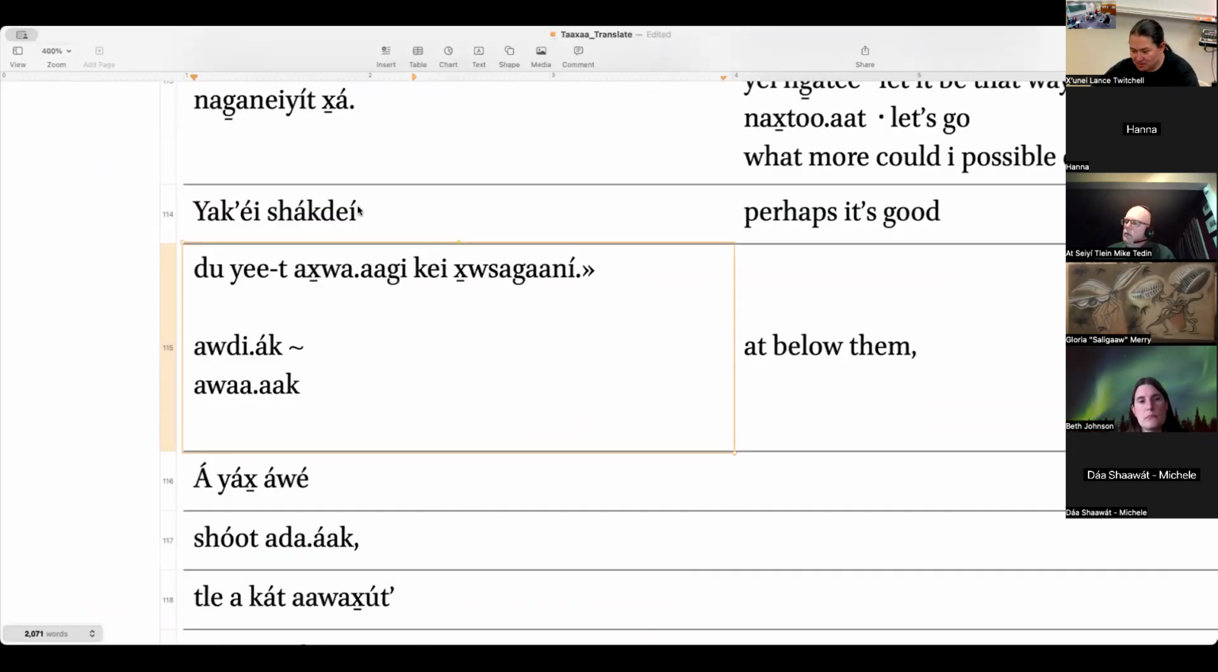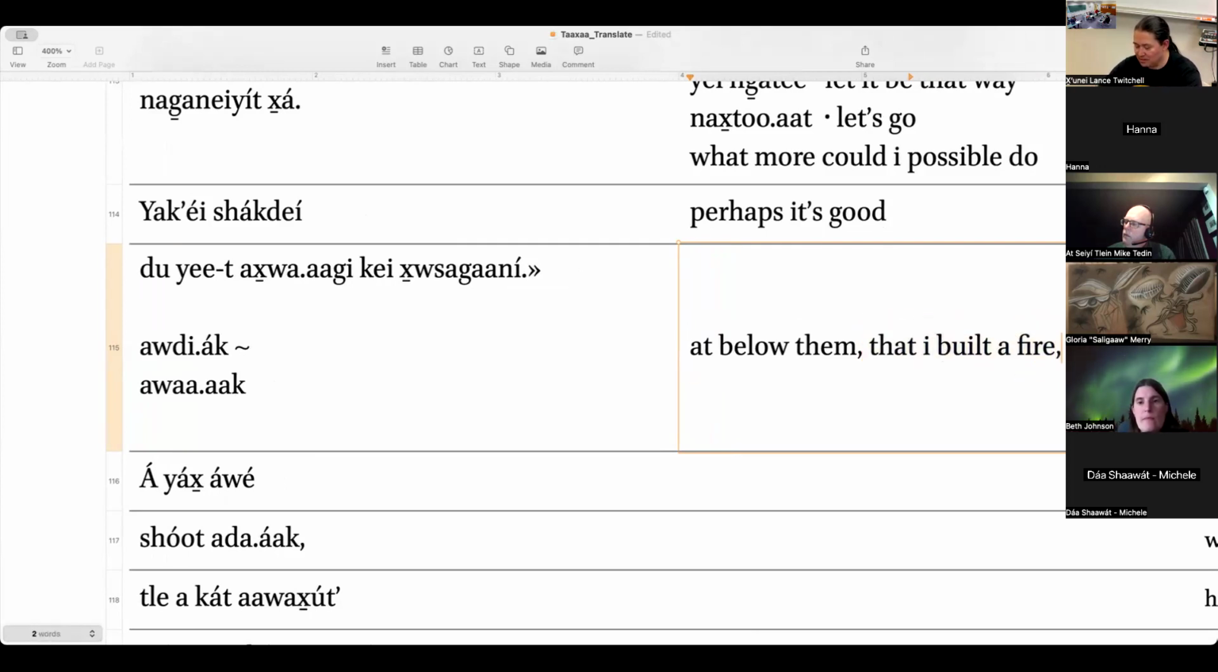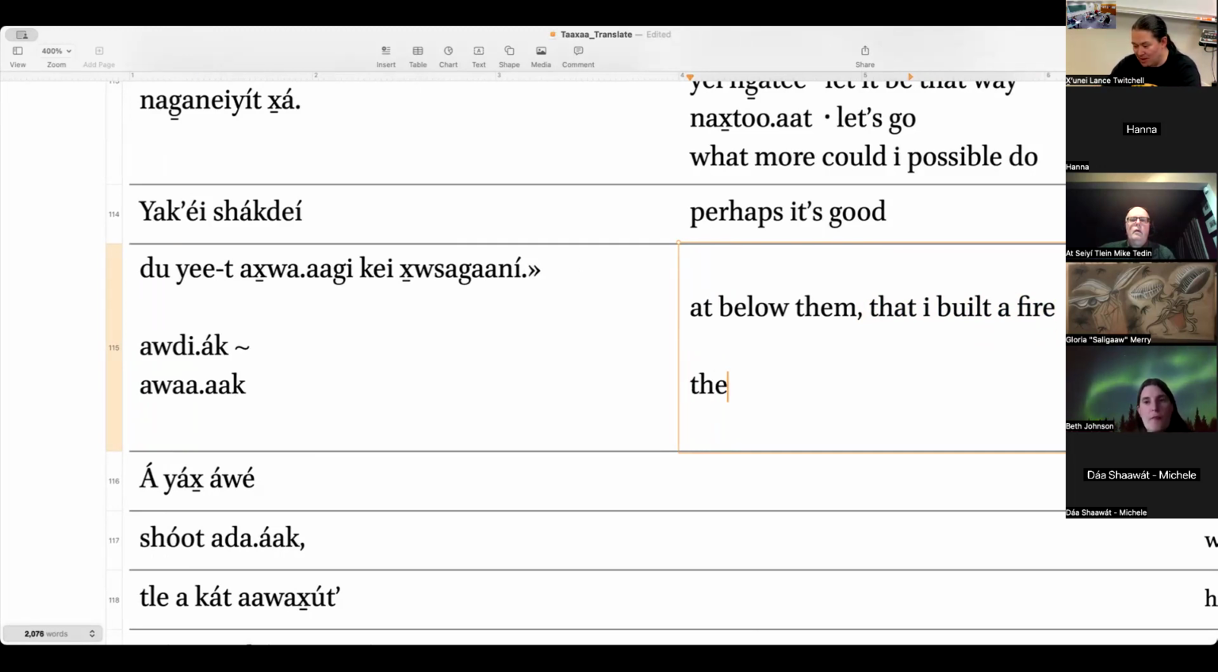So coming back in, at below them, do yid achwa agi kechsagani. Perhaps it's good that I built a fire below them. Or I guess at below them, that I built a fire. And then we get kechsagani. To burn him up, or he burns him up. And then I think again we have that I burned it up.